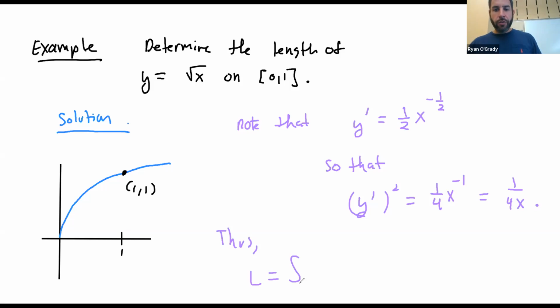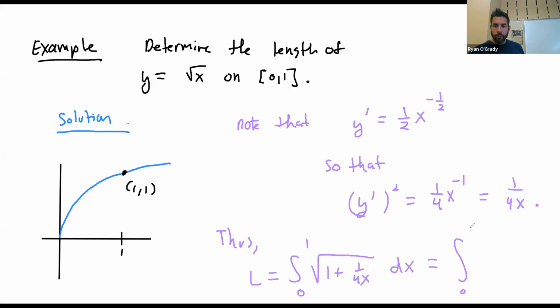Okay, so then the length we're interested in is the integral from 0 to 1 of the square root of 1 plus 1/4x dx. Which we might want to try to rewrite, for the sake of what we can do, if I can combine everything in there, maybe I write this as the square root of (4x plus 1) divided by 4x, dx.